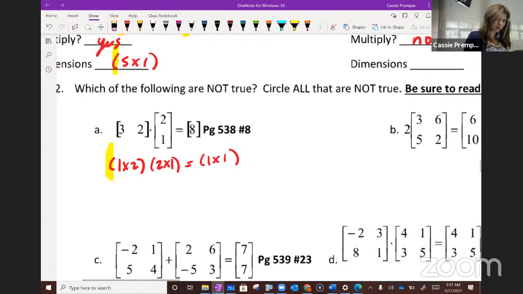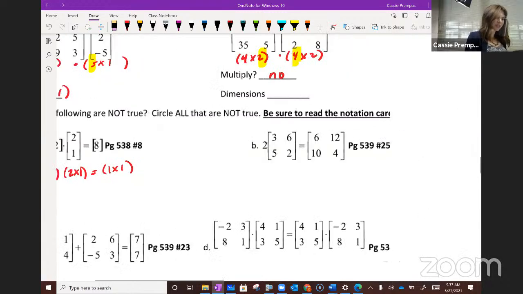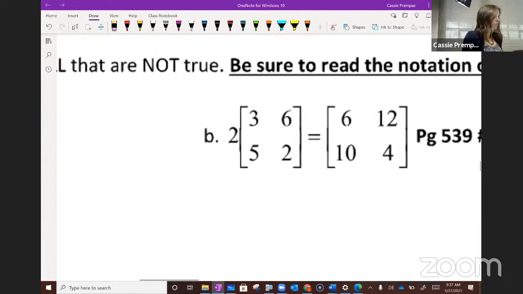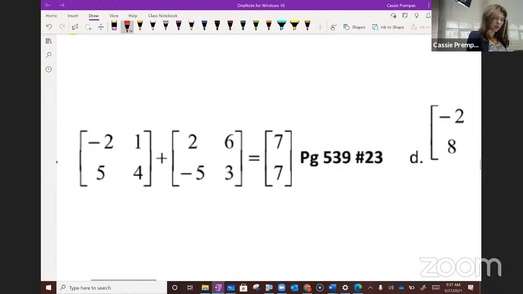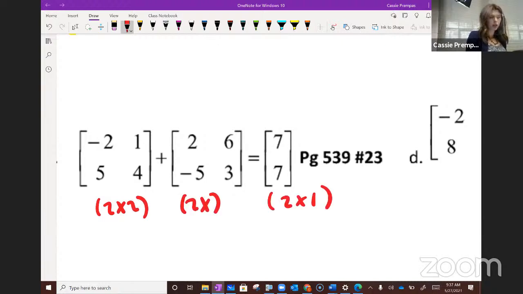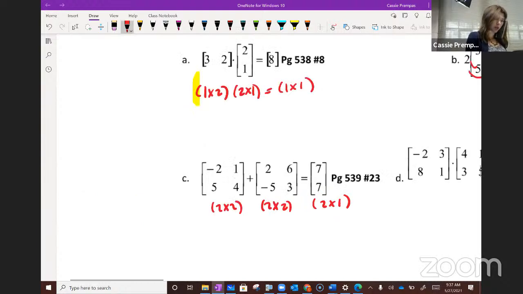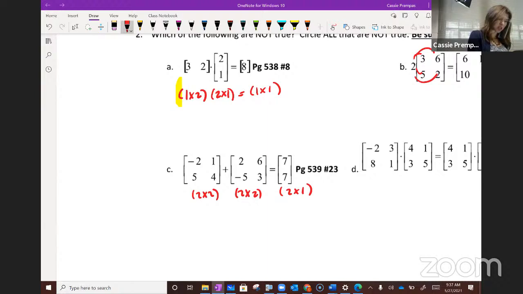On to letter B. Letter B, you have a scalar, the number 2. What do you do with a scalar? Just distribute. So do we get 6, 12, 10, and 4? Yes, that one works. Letter E. If you're taking a 2 by 2 and adding a 2 by 2, do you get a 2 by 1? No, it has to be the same dimensions for addition and subtraction. So letter C, this is not correct.